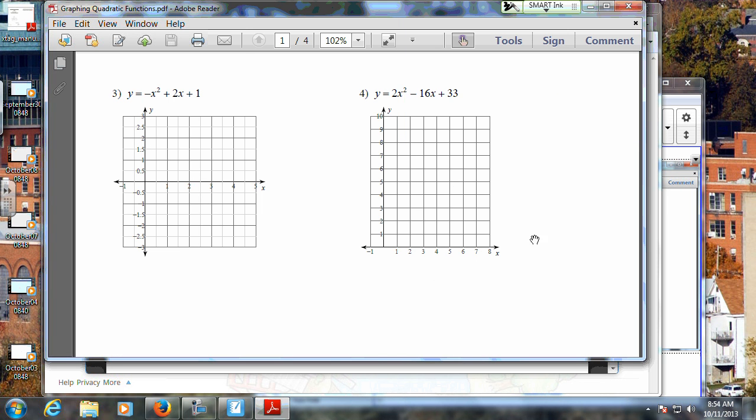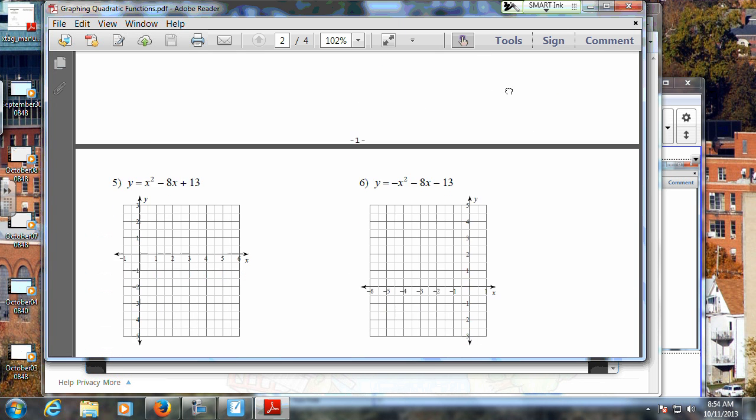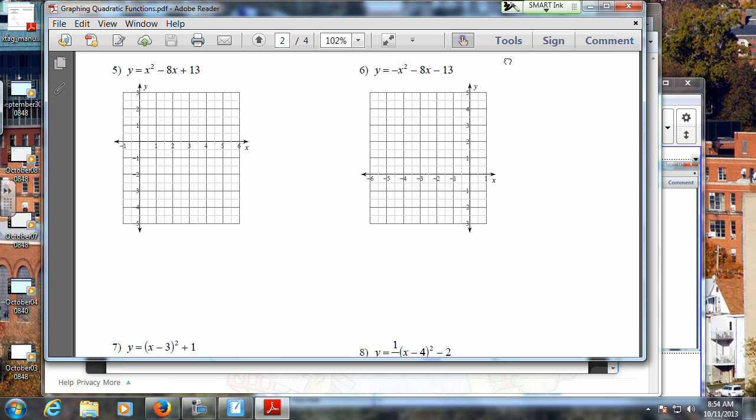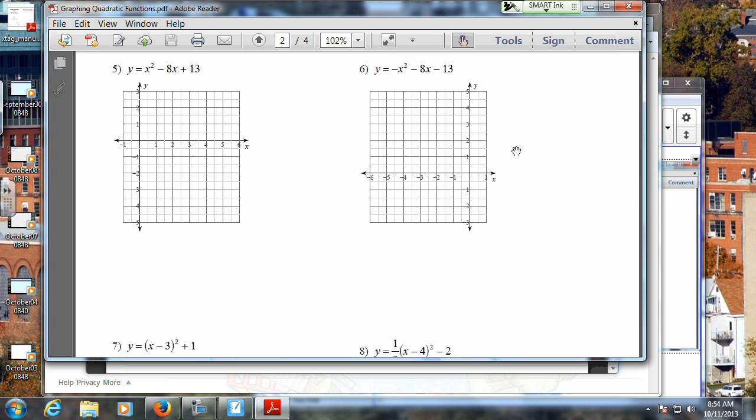Clear my ink and go up to the next couple. X squared minus 8x plus 13. You know, I noticed that this worksheet has the graphs to do, and it's not automatically centered, so they kind of give you a clue that if the parabola you want to draw doesn't fit on the scale that they give you, maybe something's gone wrong.